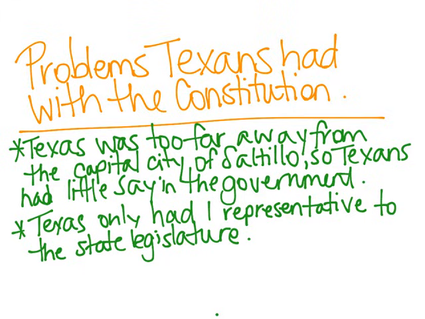Texans had a couple of problems with the Constitution. First of all, Texas is too far away from the capital city of Saltillo, so they had little say in the government. And within the legislature, there's only one representative from Texas, so they had very little say in the government itself.